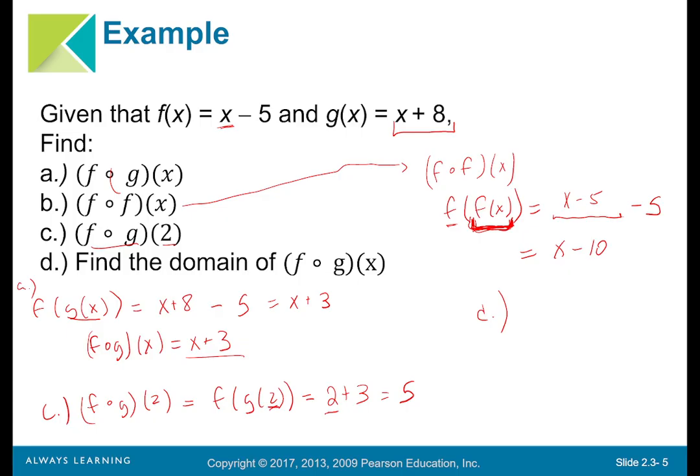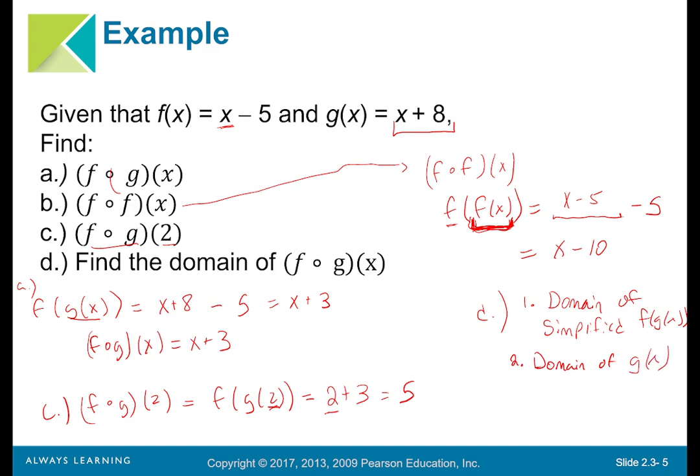Whenever you have to think about the domain of a composition of functions, I want you to think about two things. So first, you have to think about the domain of the simplified f of g of x. All right, so we have to look at, okay, what is the domain of our actual result? So in this case, that would be our x plus 3. You also then need to think about the domain of the inner function, whatever's on the inside of the parentheses of that outer function.